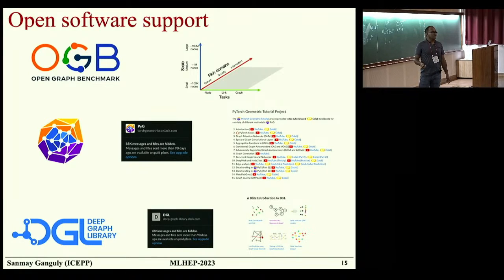DGL has the advantage that as a backend, you can use TensorFlow, PyTorch, or MXNet, whatever you like. But it's somehow less popular than PyTorch. I don't know why. Both are almost equivalent. There is another software called Jraph, which is using JAX as a backend. It's picking up, but it's still not as popular as one of these.